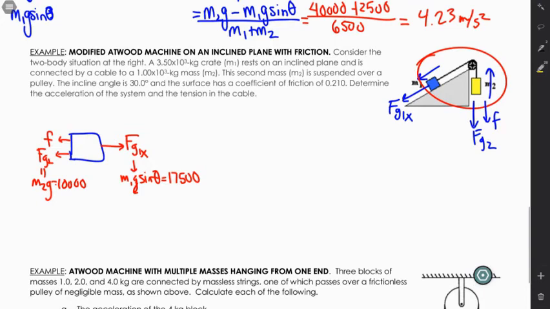And then this is the one that would take up the most space if I put it all out. This is going to be mu M1 g cosine theta. Now, Caleb, this is going to be cosine because, remember, this is the normal force. That M1 g cosine theta is our normal force. And so it's going to be 0.210 times 3,500 times 10.